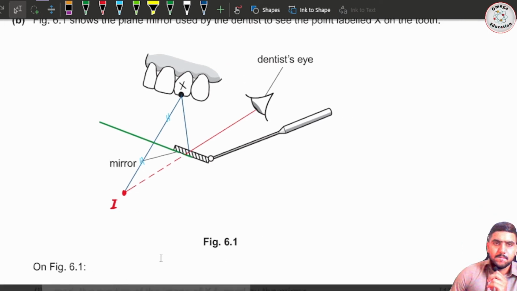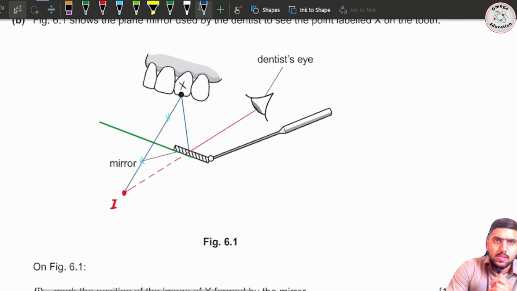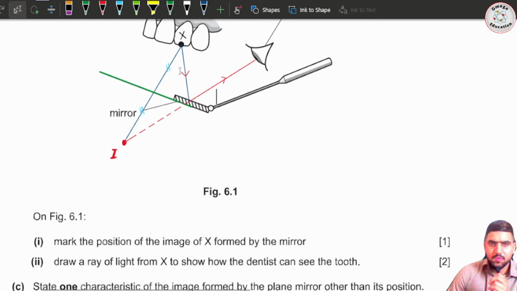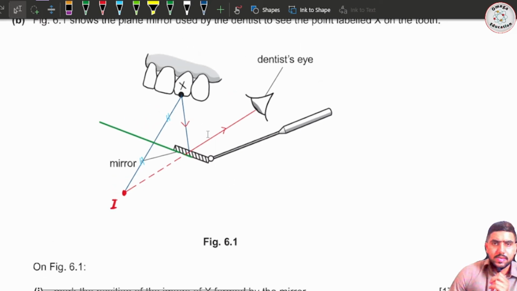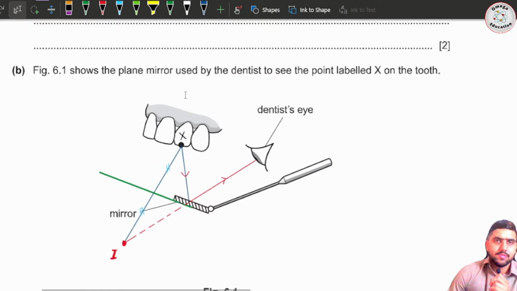So over here, then we draw the arrows as well, and the arrows are away from the object. All right, so away from the object and towards the eye. So this is how the image of the object X would be seen by the dentist.